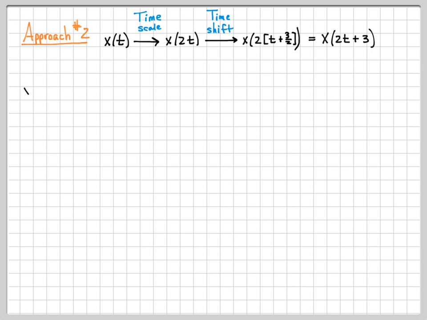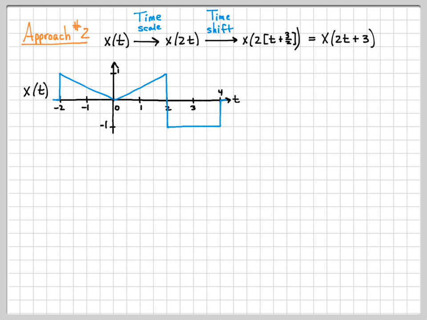Alright, so let's go ahead and sketch these individual pieces. Just recall what x of t looks like. This was our original signal x of t. In this approach, the first thing I'm going to do is a time scale. I'm going to compress by a factor of 2. So we look at this time axis and we divide all these values by 2. So what used to happen at -2 now happens at -1. What happens at 2 now happens at 1. What happened at 4 now happens at 2. Everything gets compressed by a factor of 2. So that's my signal x of 2t.